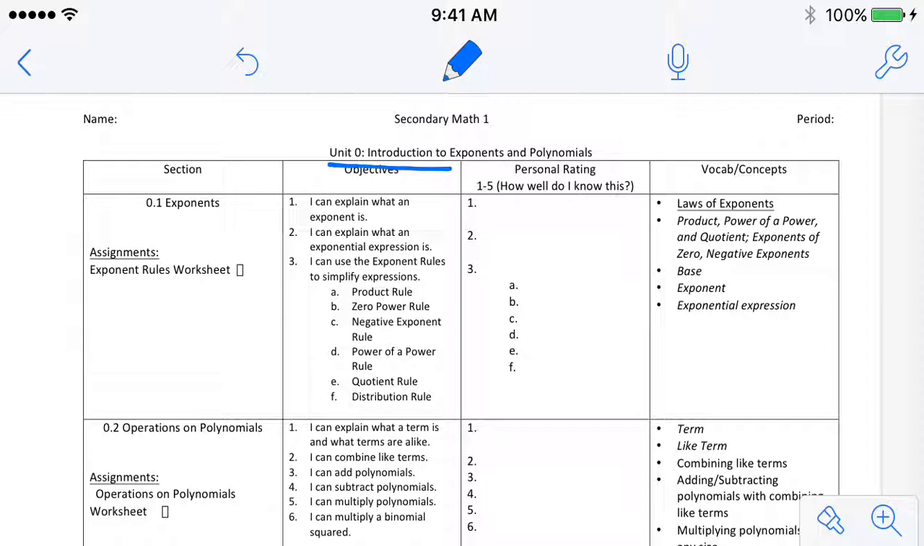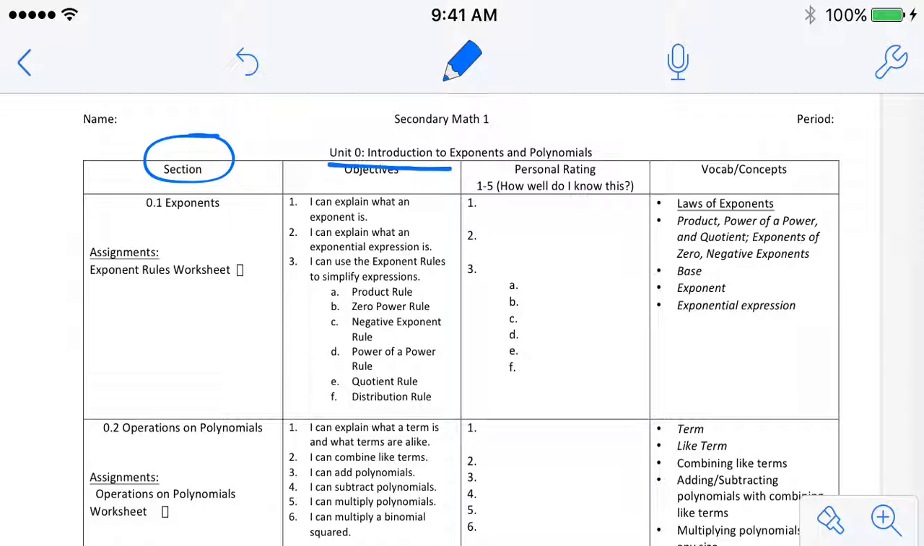Alrighty. So this front page is what we call an objective tracker. You'll notice over here on the side, it's got a section. In this chapter, it's only got 2 sections. The first one's about exponents. The second one's about operations on polynomials, and that's what we're going to be talking about.